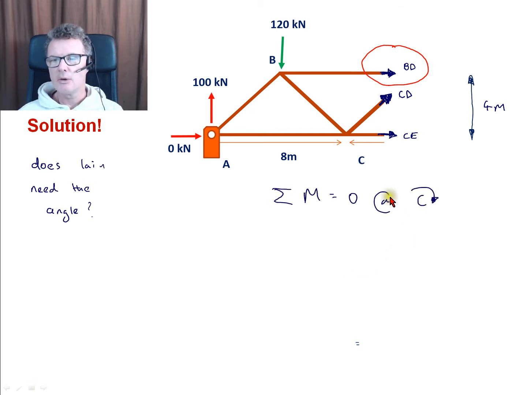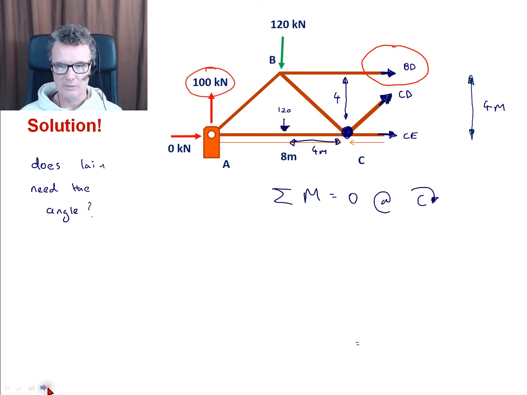So we're going to take moments about C. So that's going to give me a distance of 4 meters away from BD. What have I got then? So 4 meters away, here the 120. So I measure that and notice that that's going to be 4 meters away. So I just measure that, bring it down to here. And then the other force I've got is this 100 and it's going upwards. So that's going to create a turning moment, and that's going to be 8 meters away.